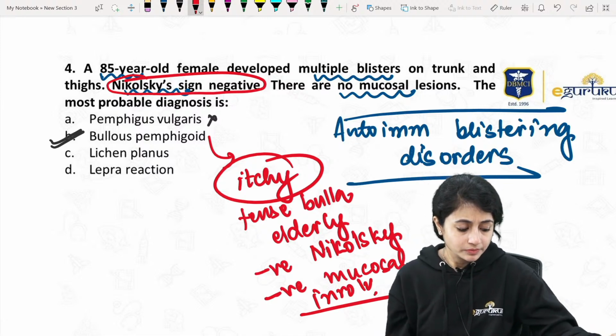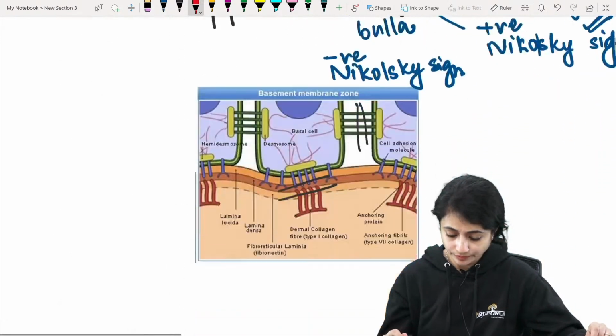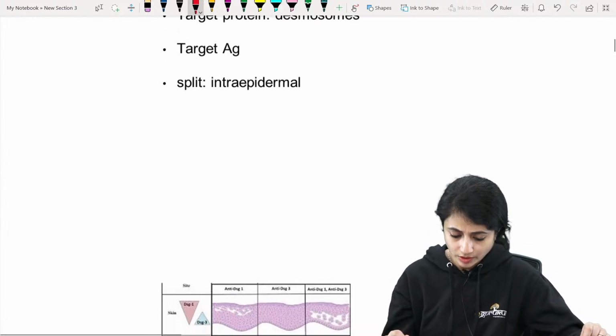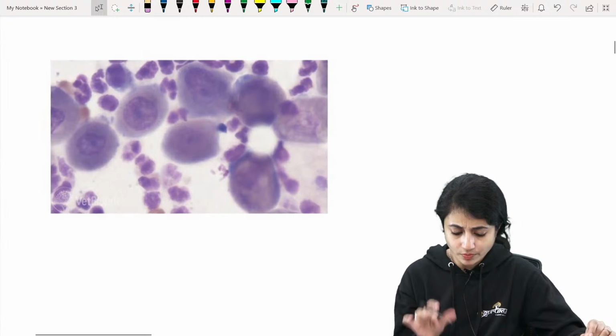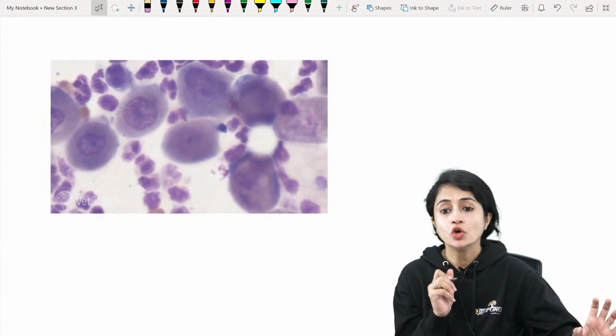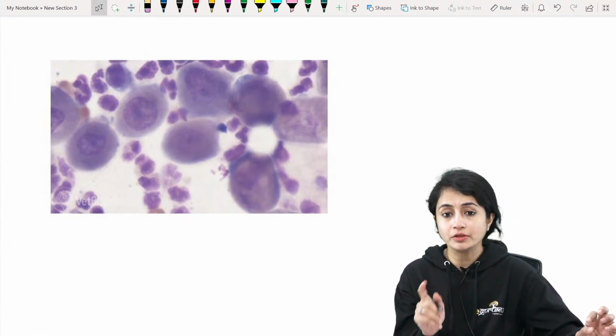Clear? So this we've talked about. Okay, one more thing I want to specify in pemphigus group of disorder. What do you see in intraepidermal disorders?